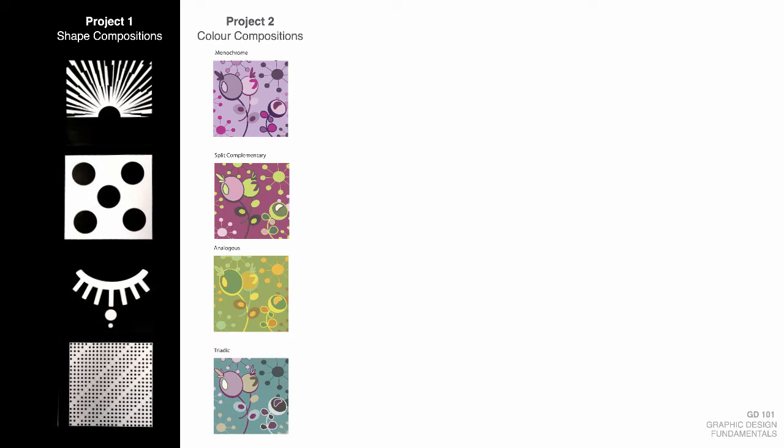In project number 2, we are going to explore color. Again, using Adobe Illustrator, we are going to explore its tools for choosing and modifying digital color. In these first two projects, we are going to be exploring the form of graphic design, the visual components.